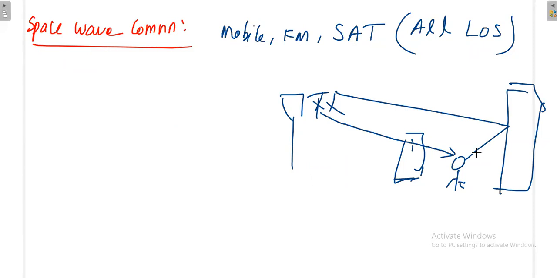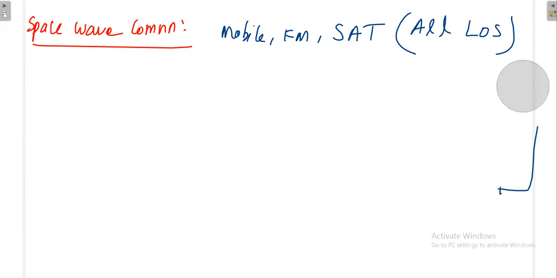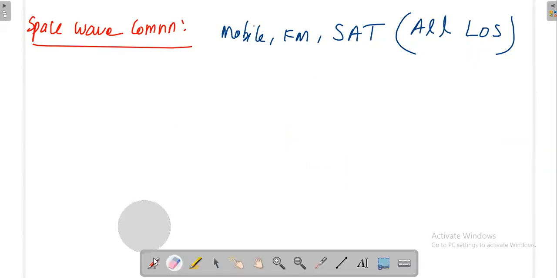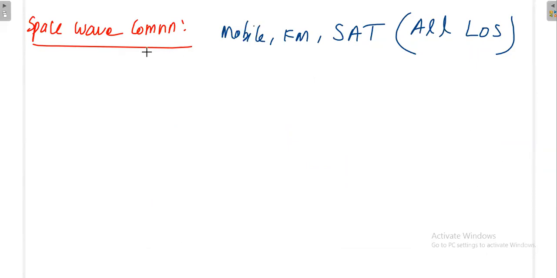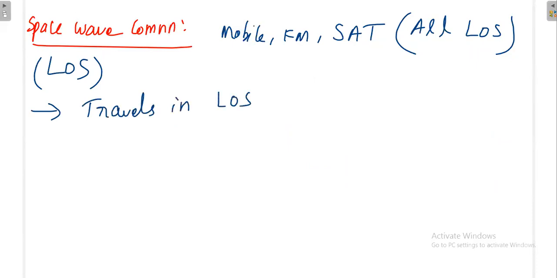Okay, even you can get the reflected signal also. But you are not using any layer, ionospheric layer, or satellite, or any ground. You are not using those. This is called space wave communication, or line of sight communication. Another name for space wave communication is line of sight communication, LOS. So the signal travels in line of sight.